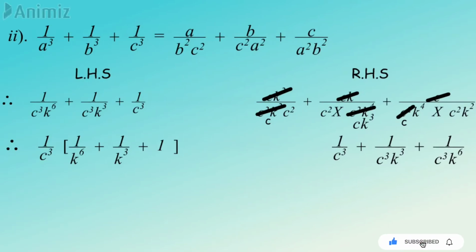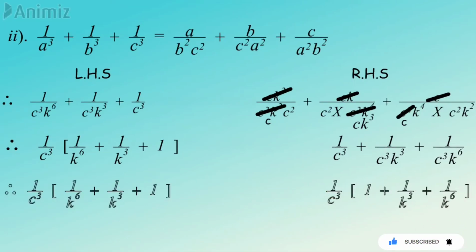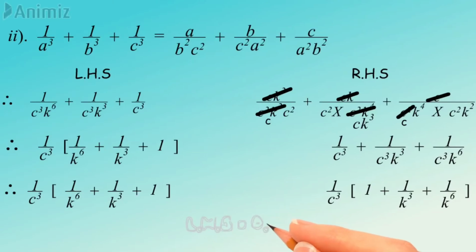Now keep the left hand side as it is and take 1 by c cube common on the right hand side. After taking this common, what you have observed? Bracket is same, 1 by c cube is same on both the side. So what you can conclude based on that, students? Left hand side is equal to right hand side, hence proved.